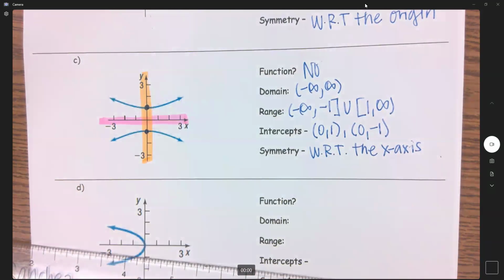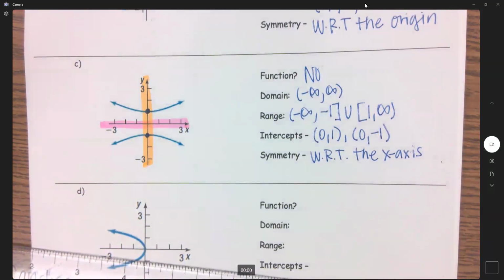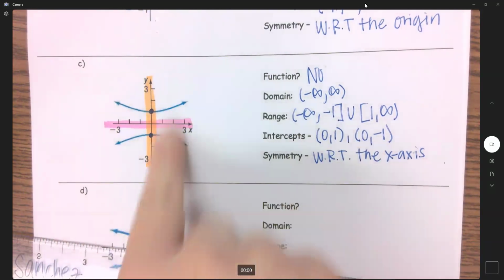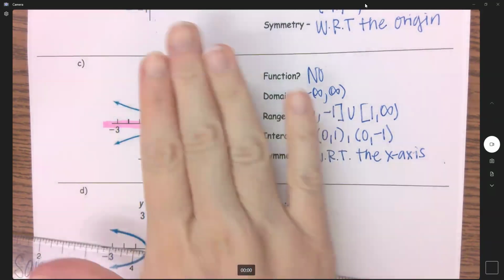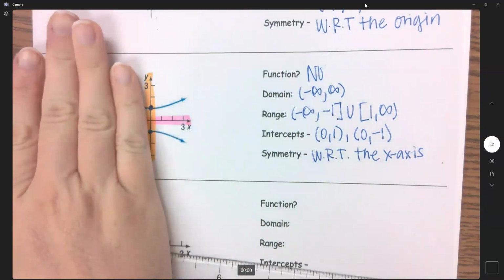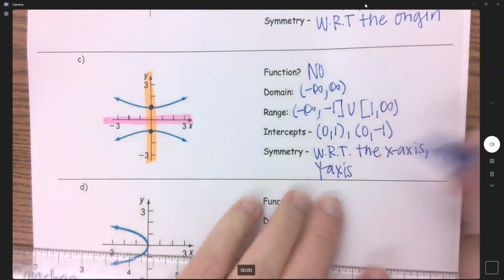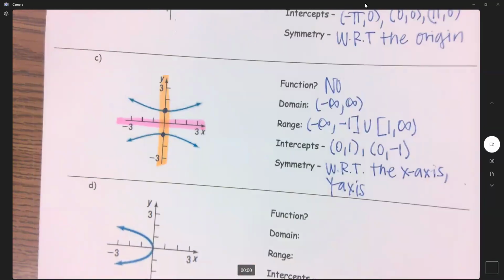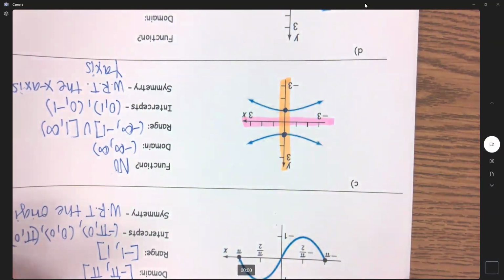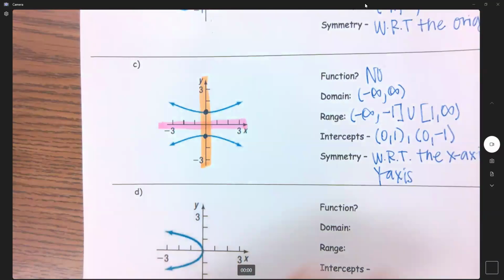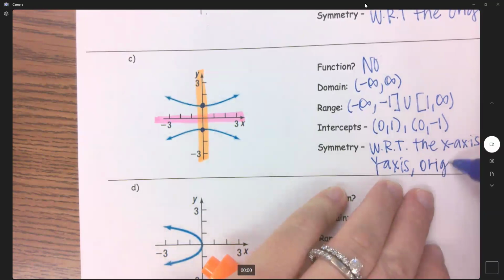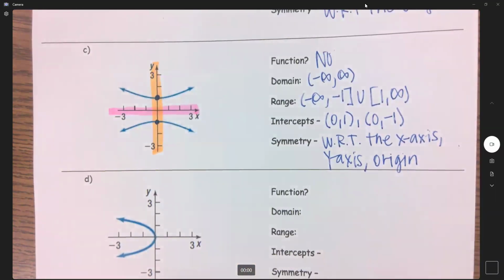Is it symmetric with respect to the y-axis? I know I was getting a little crazy with my different highlighter colors, but look at the left and the right. Does this left side mirror this right side? Yes, it does. That looks the same as that side. So it's also symmetric with respect to the y-axis. And then how about when I turn it around? If I turn it upside down, does that look the exact same? Yes. So this is also symmetric with respect to the origin. This one has all three types of symmetry.